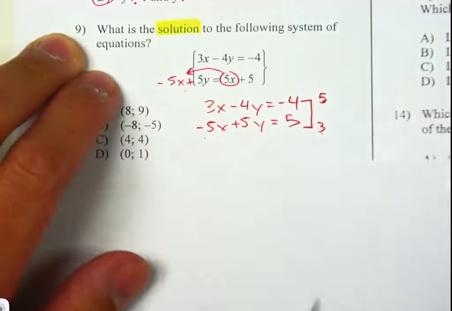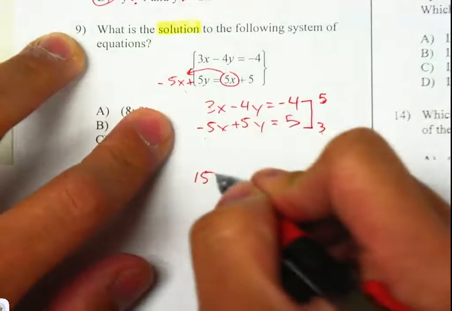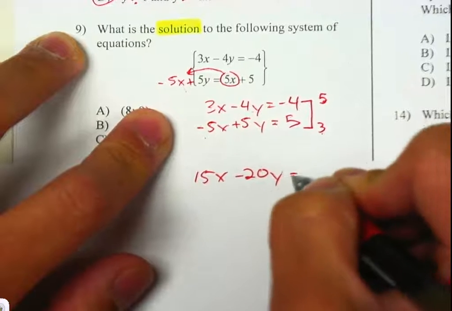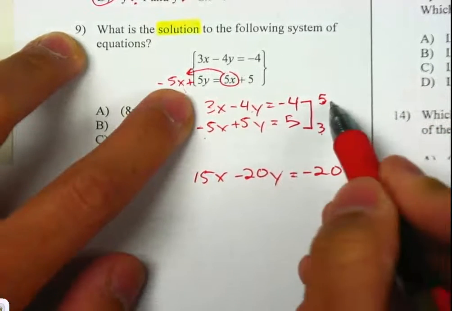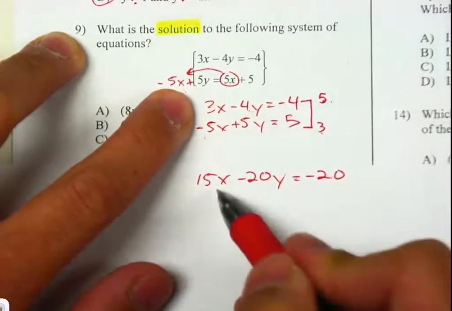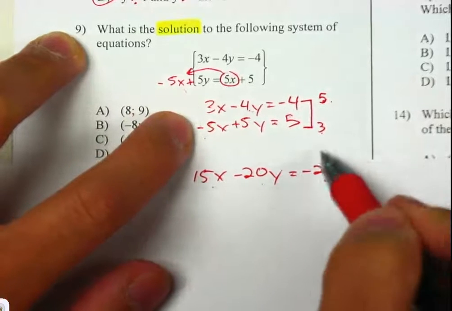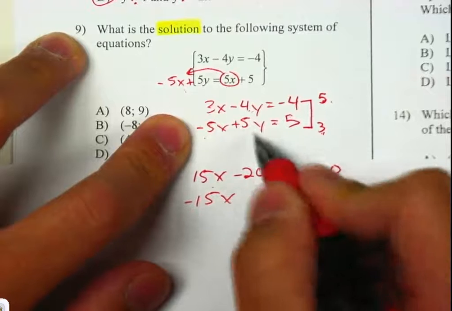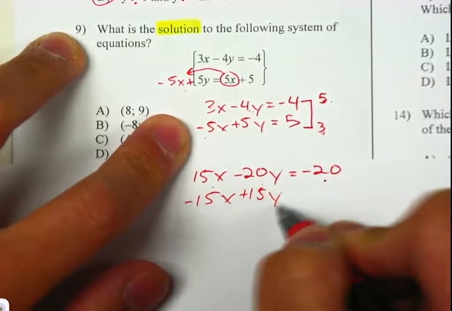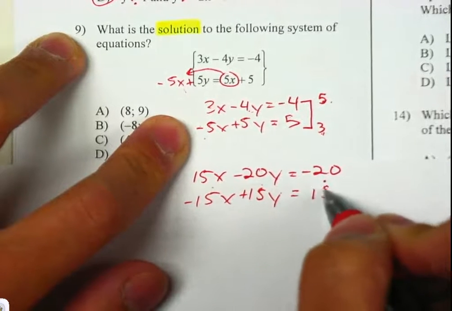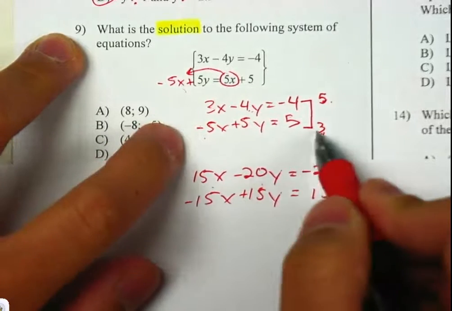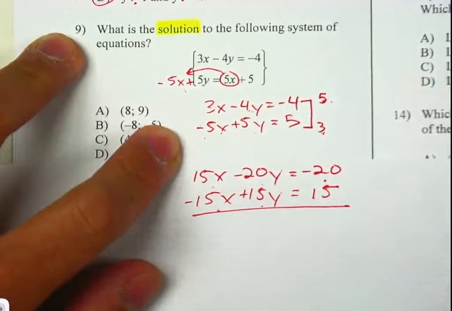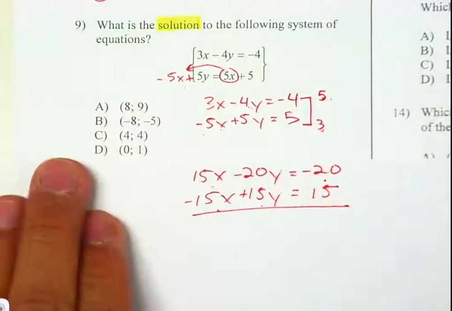So rewriting this, I now have 15x minus 20y is equal to negative 20. So that's 15, negative 20, negative 20. Same thing here, I'm going to have minus 15x plus 15y is equal to 15. And I see it's negative 15, 15, and 15. Always check your signs and your numbers.